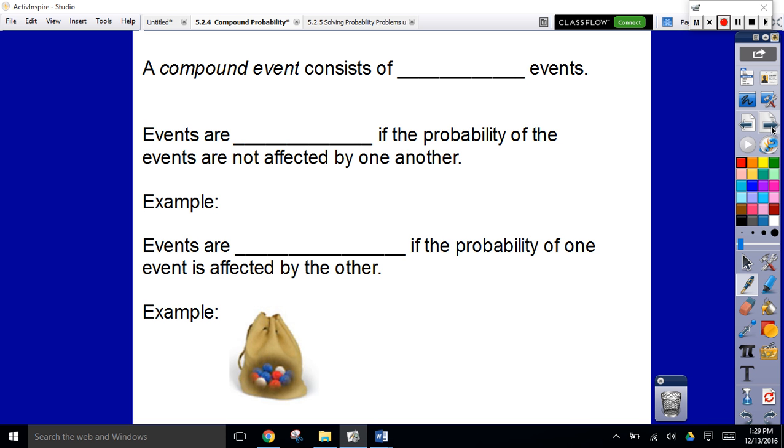Okay, so on your first page, a compound event consists of two or more events. Now, first type are independent events. Events are independent if the probability of the events are not affected by one another. For example, when we roll a die and flip a coin, what we get on the coin has nothing to do with what we got on the die. They don't influence each other. They're both kind of random things. So that would be a good example to write here. Rolling a die and flipping a coin.